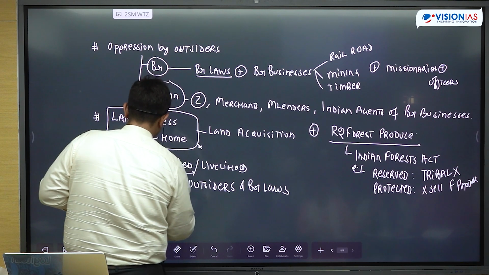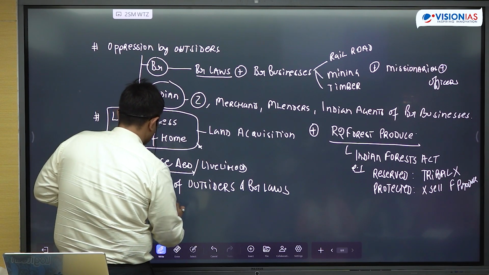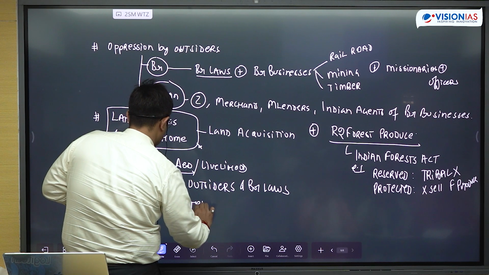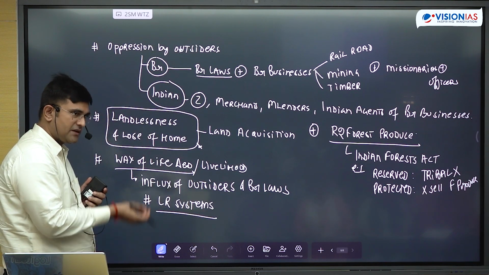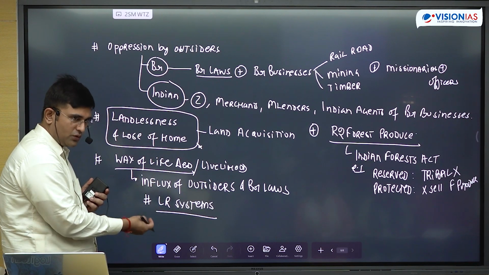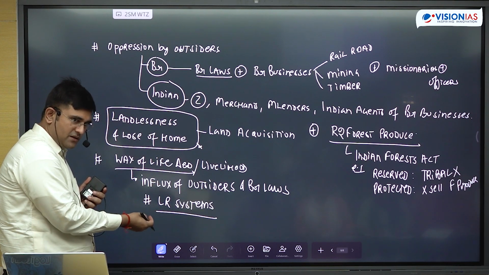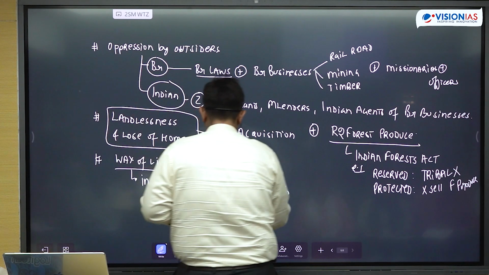And here you can talk about the LR systems, which were brought by the Britishers in the form of permanent settlement. Zamindars of the plains are made owners of the land, or a tribal chief is made the owner of the land, etc. Land revenue systems.